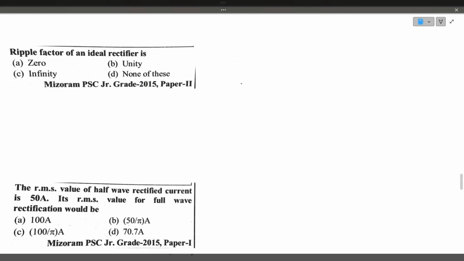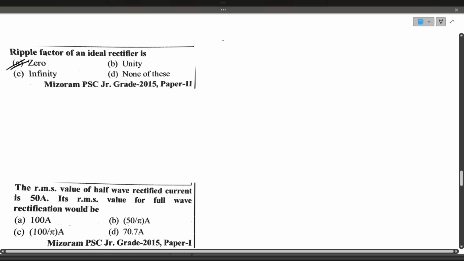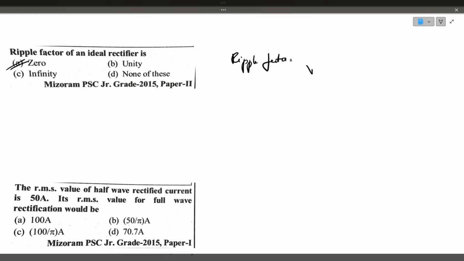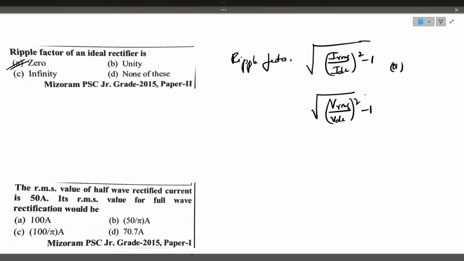The ripple factor of an ideal rectifier is 0. What is the ripple factor formula? The ripple factor is given as the square root of (IRMS divided by IDC) whole squared minus 1, or we can also say VRMS divided by VDC whole squared minus 1, or the RMS value of the output ripple voltage divided by VDC. These are the three formulas. So this is very important.